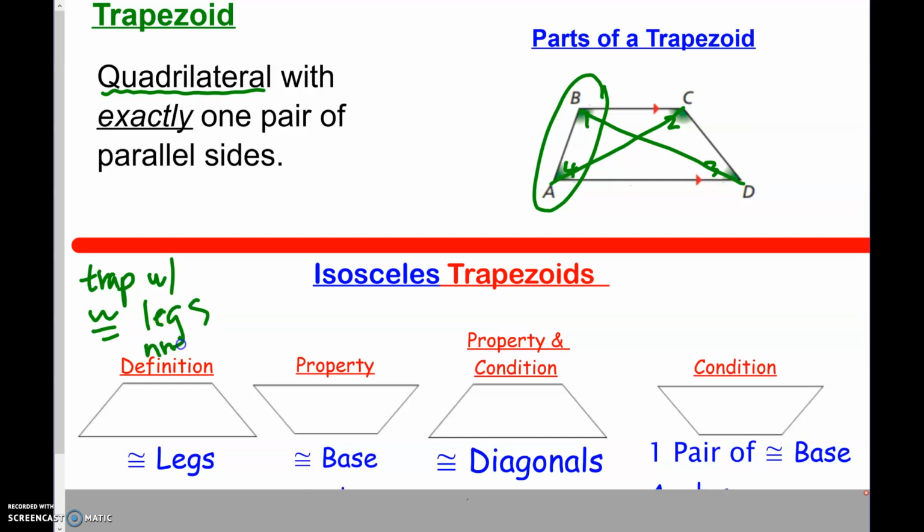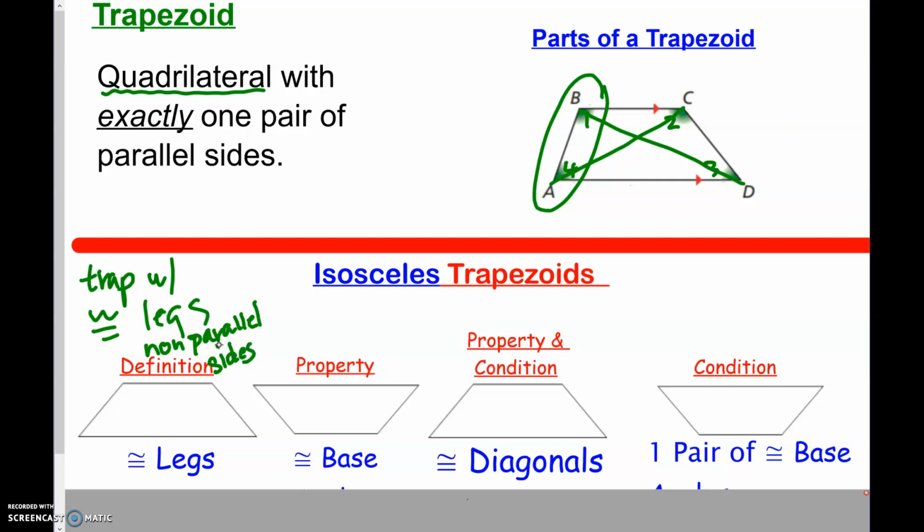Legs are the, whoops, I spelled non wrong. Got my letters in the wrong order here. That's what I get for trying to talk and write at the same time. Non-parallel sides are called your legs.